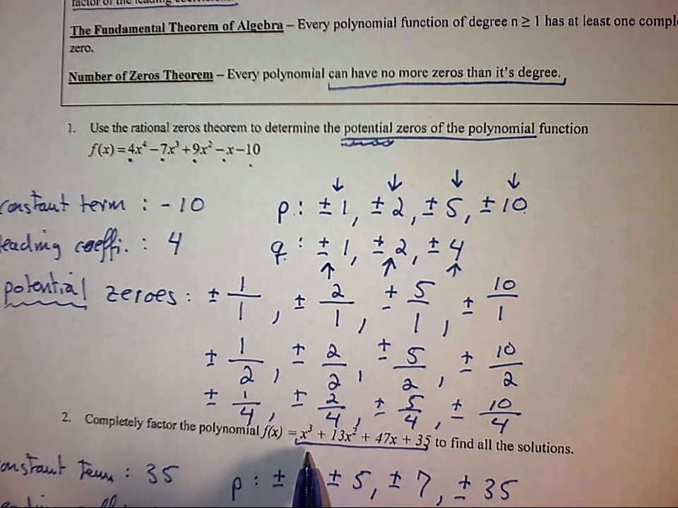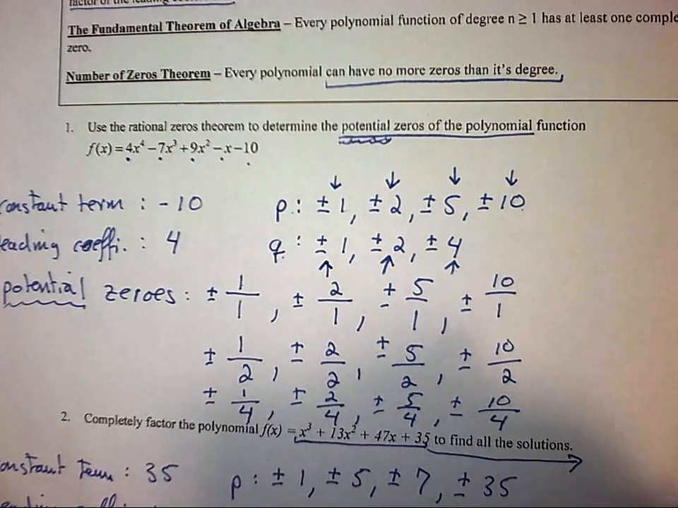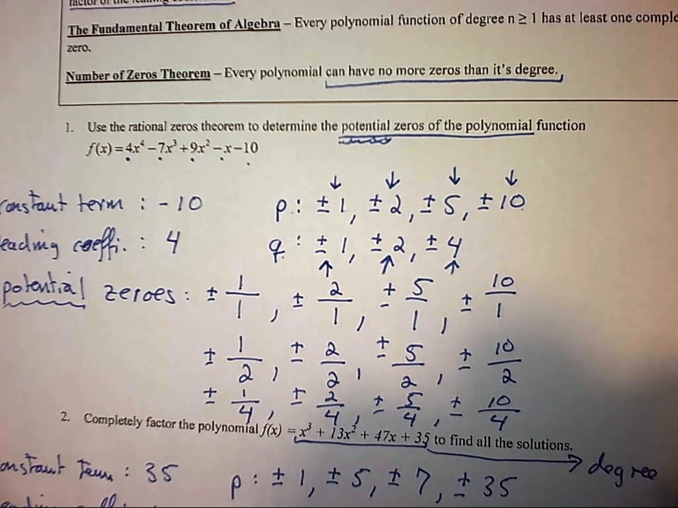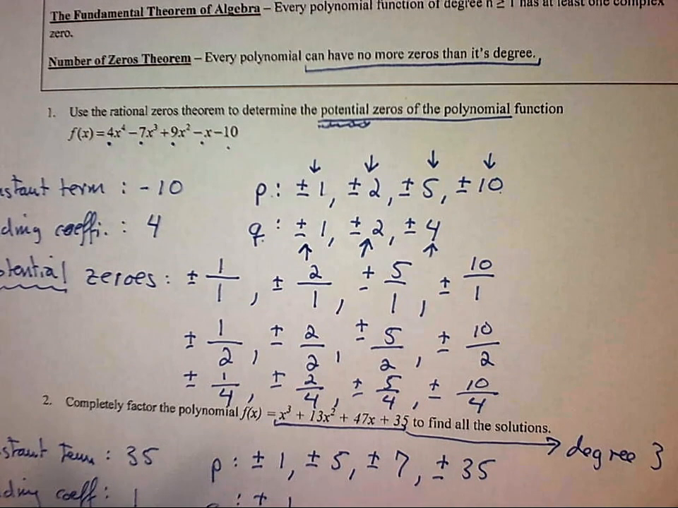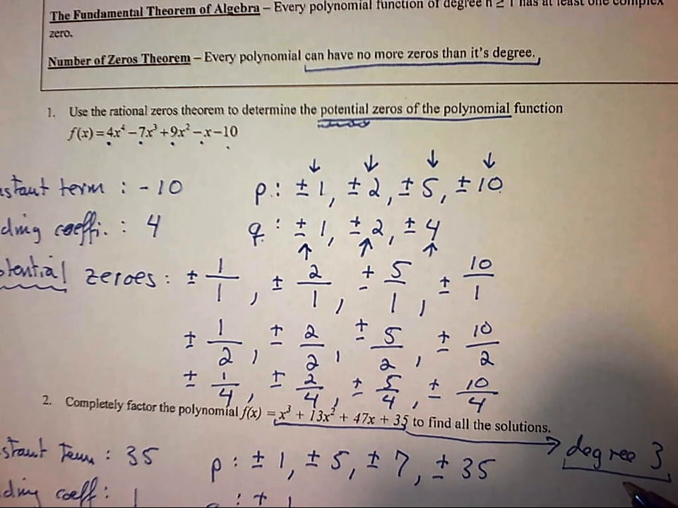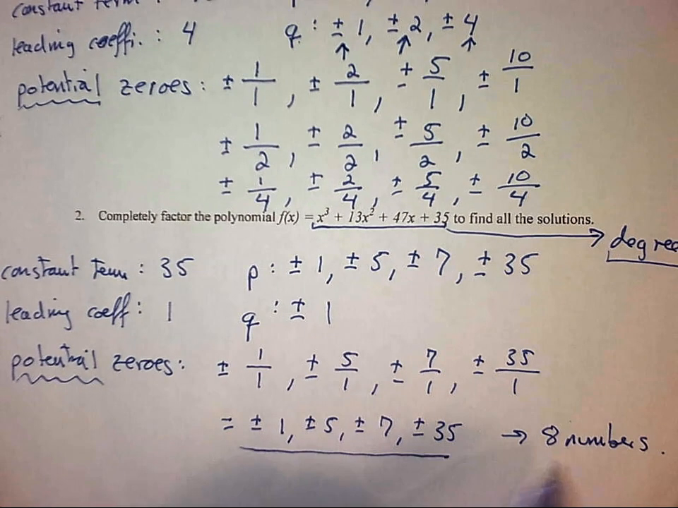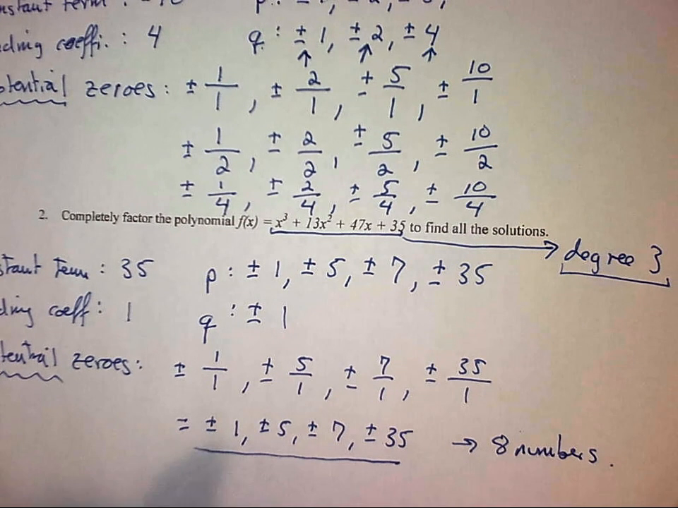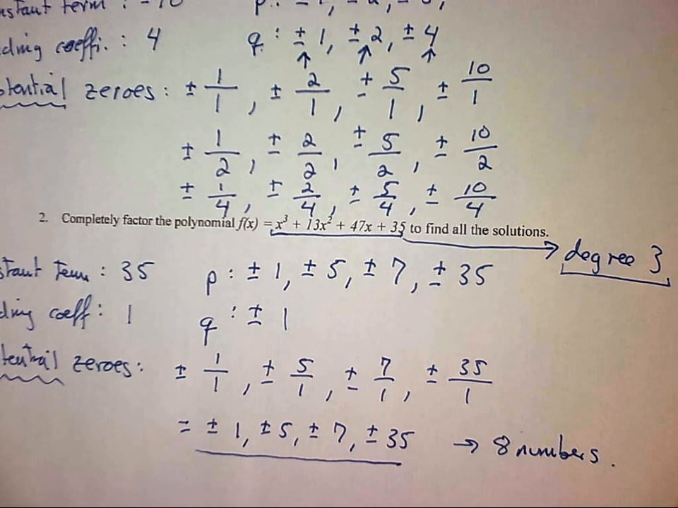So if we come down here and look at the degree of our polynomial, the degree is the highest exponent on our variable. So the degree of this polynomial is 3, because that's our highest exponent. If we have a degree 3 polynomial, then we're going to have no more zeros than we have degree. So we're going to have at most 3 zeros. But here we're identifying 8 potential zeros. So we know that at least 5 of these numbers in here are bogus.